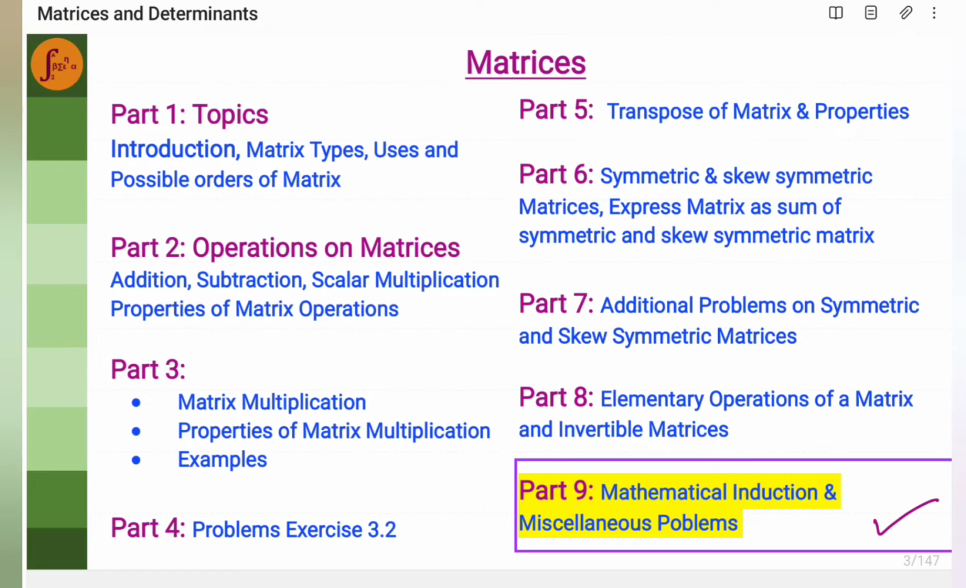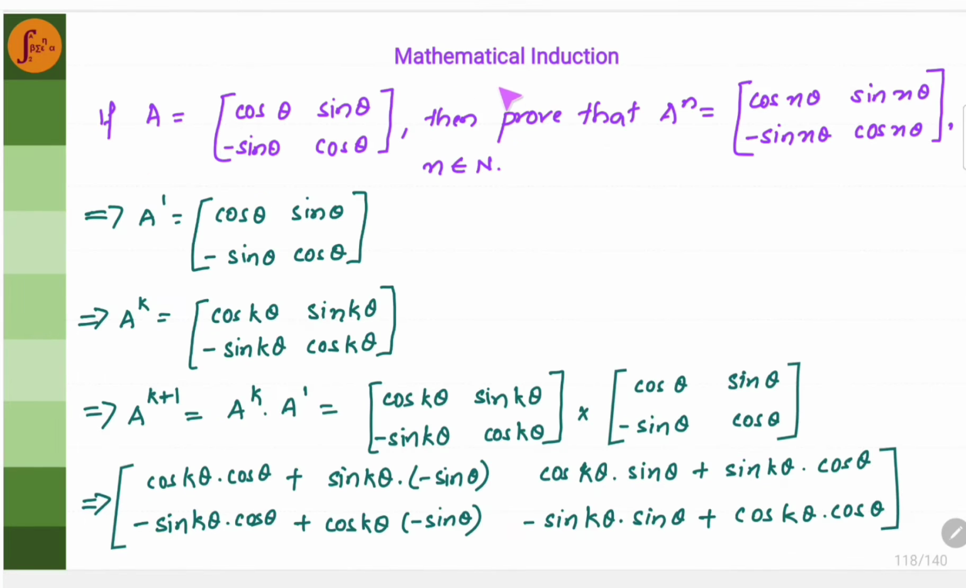Hi everyone. In this video, we'll go through mathematical induction related problems taken from miscellaneous exercise in the chapter. We will also look at skew symmetric matrix problems and matrix algebra problems. There are many problems related to mathematical induction. Let's go through. So using principle of mathematical induction, you will have to prove this particular statement.